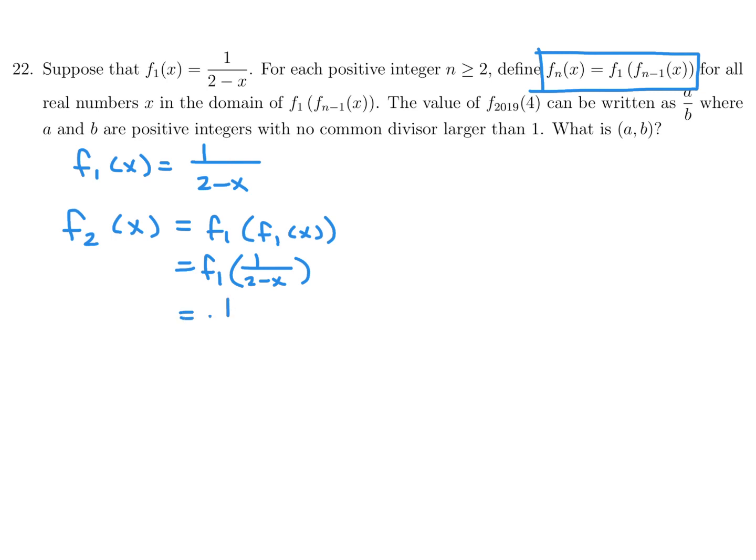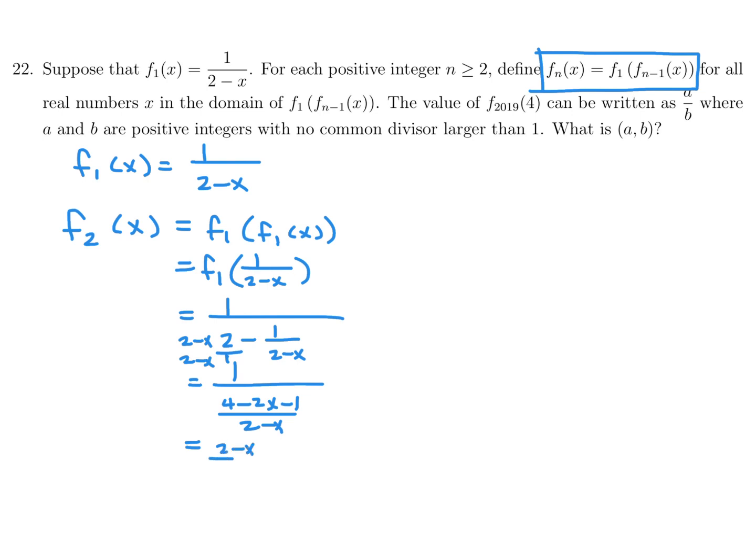So then we'd substitute that into this guy. So it'd be 1 over 2 minus 1 over 2 minus x. Is that right? Yeah. And then when you do this math, I'll let you guys do it. I can do the first one. 2 minus x. So this would be 2 over 1. So 2 minus x times 2 minus x. So it would be 4 minus 2x minus 1 over 2 minus x. So that would be 2 minus x over 3 minus 2x. Yeah. Okay. Let me just make sure I did that correctly.